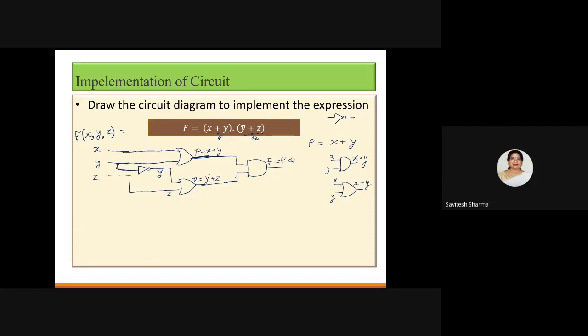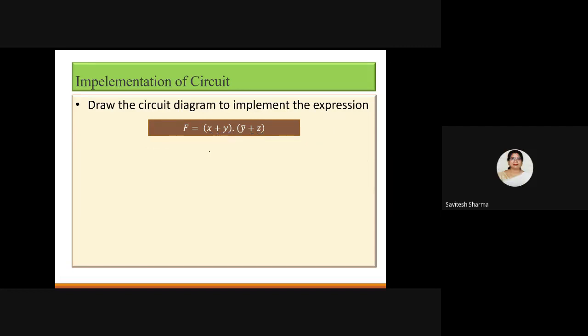Got it? Everyone got it? How to convert the circuit expression into the circuit? Ma'am? Yes. Tell once again, ma'am. Okay. I am again telling.